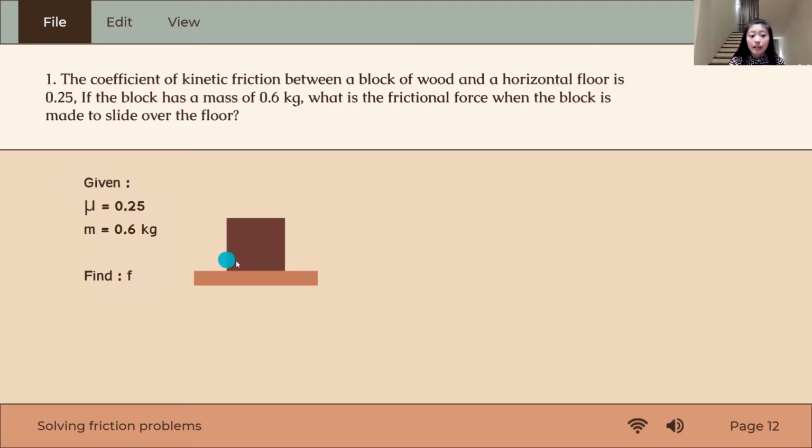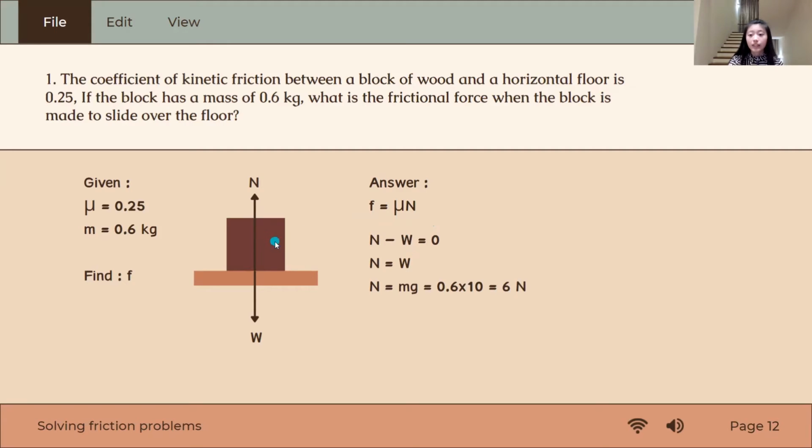This is the block and the floor. We have weight due to the gravitational force, and we have N, the normal force, which is always perpendicular to the surface. To answer, we need to remember the formula we've discussed earlier, which is F equals mu times N. We don't have N, so we need to find the normal force.